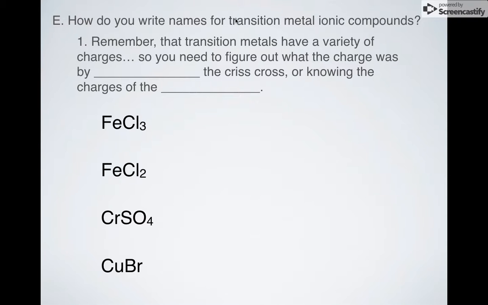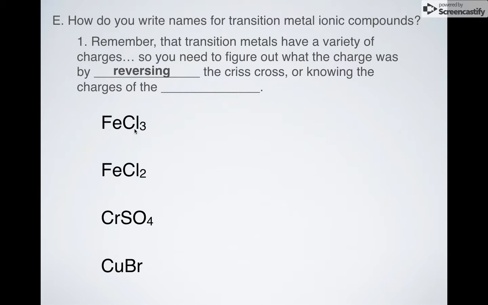Saucedo's YouTube videos. Today we're going to talk about how you write names and formulas for transition metal ionic compounds. So this is going to be really quick. It's literally, I think, 1 or 2 slides. So remember that transition metals have a variety of charges. What does that mean? You have to kind of think about this.